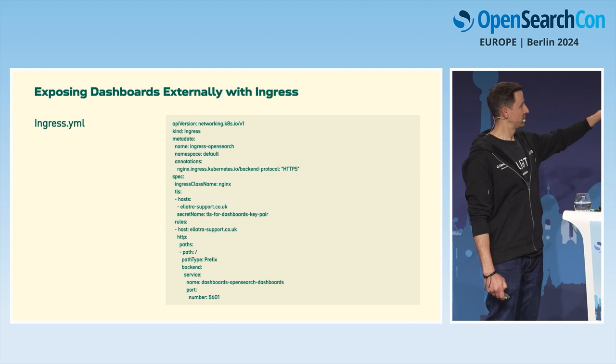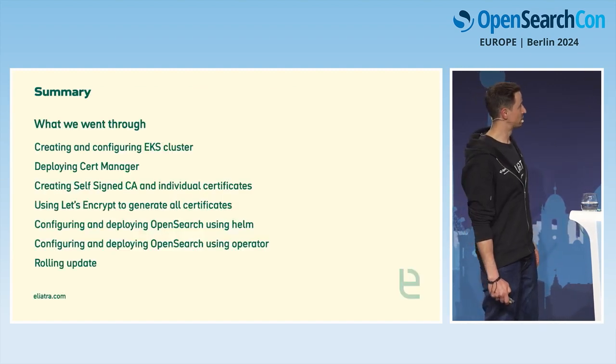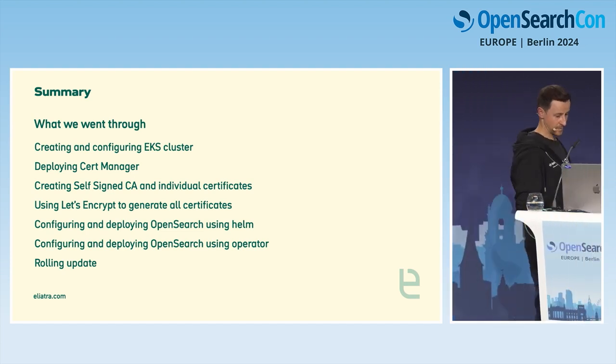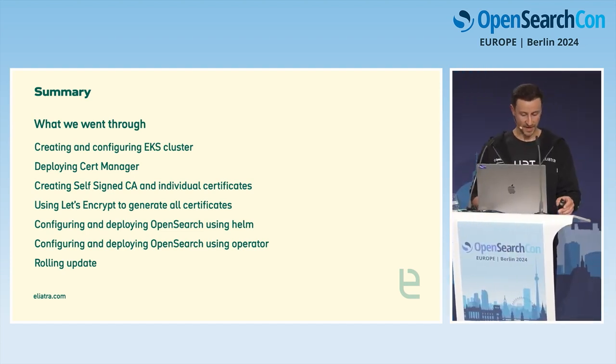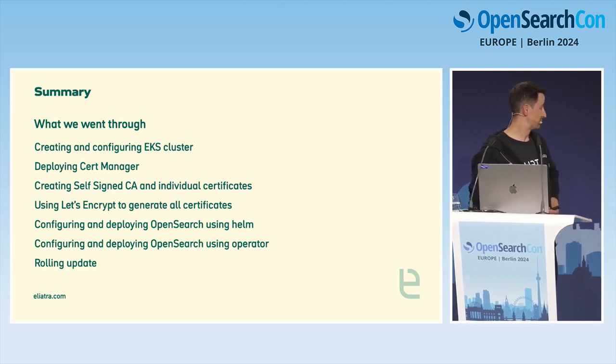And of course, we created an Ingress using the Let's Encrypt certificate, and as a result, we are able to access it using the browser, and the browser is happy enough with the certificate. Anybody that wants to can go to Eliatra support.co.uk, and they will see this running in the cluster at this moment in time. That's what we covered today.